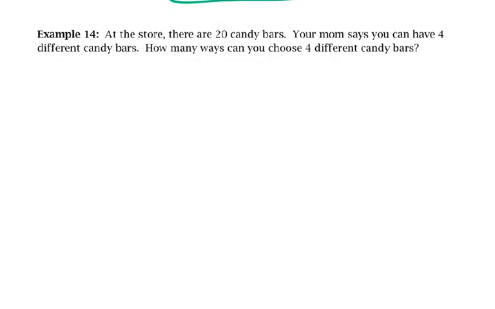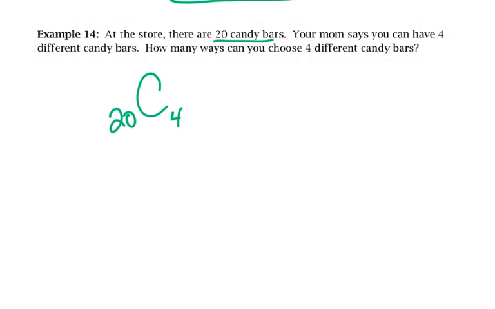If we're at the store and there are 20 candy bars on display and your mom says that you can have 4 different candy bars, how many ways can you choose these 4? It doesn't matter if you get the Snickers or the Twix first, you're getting both of them. So you're going to take 20, and it's a combination because the order does not matter, and you're going to pick 4 of them. And so you're going to do that math.